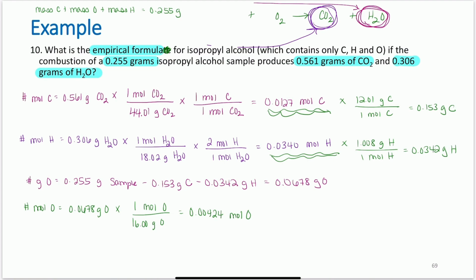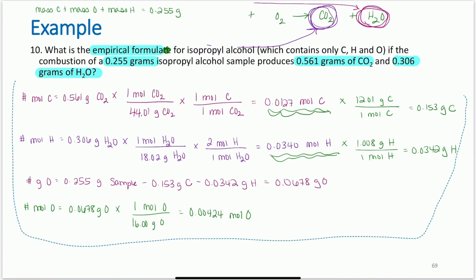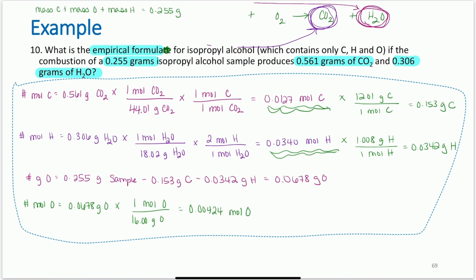Now I'm going to run out of space here, and so I'm going to shrink all this down because I don't want to erase it on the problem if I don't have to.